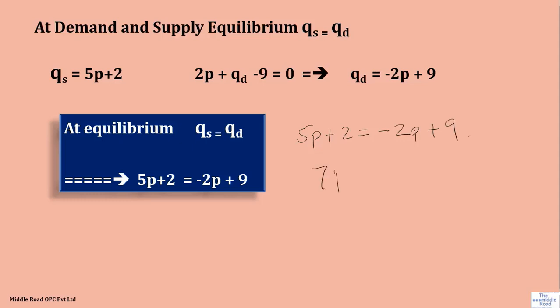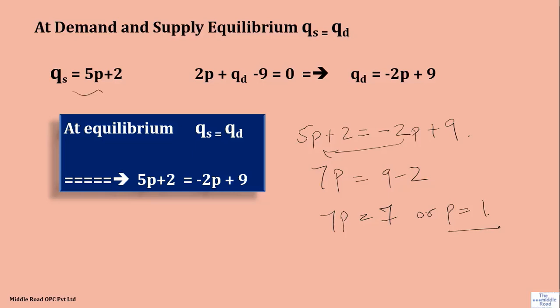Taking minus 2P to the left-hand side becomes 7P, and then 2 goes to the right, so it's 9 minus 2 is equal to 7. 7P is equal to 7, or P is equal to 1. Now I've got the price as 1 of any currency, so we're putting it as 1.